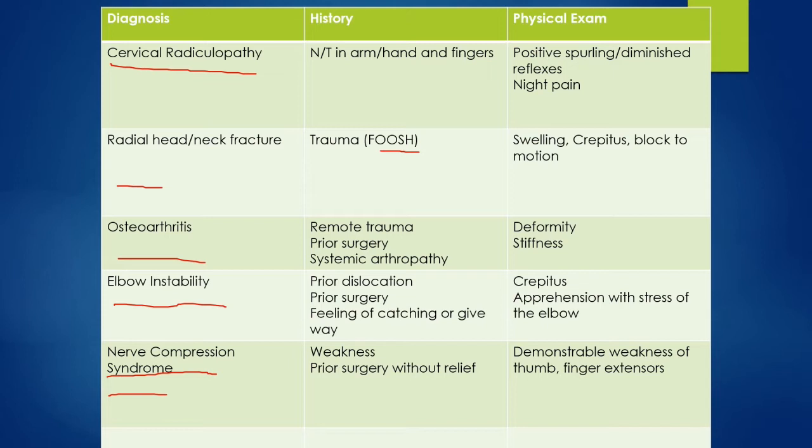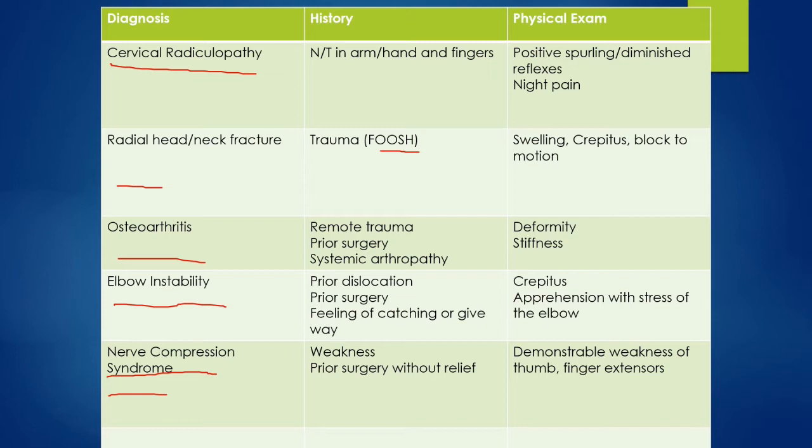With osteoarthritis, there'll be a history of remote trauma to the elbow, perhaps involving a prior surgery that has left the examinee with some deformity or stiffness. And they may have some history of other systemic arthropathies such as gout, psoriatic arthritis, or rheumatoid arthritis. With elbow instability, the examinee will have a history of a prior dislocation, perhaps corrected by a prior surgical procedure.